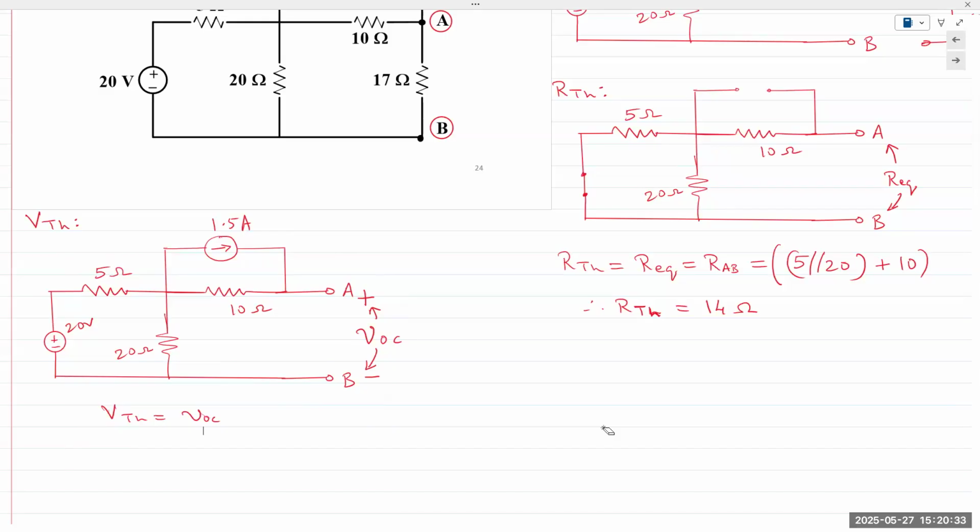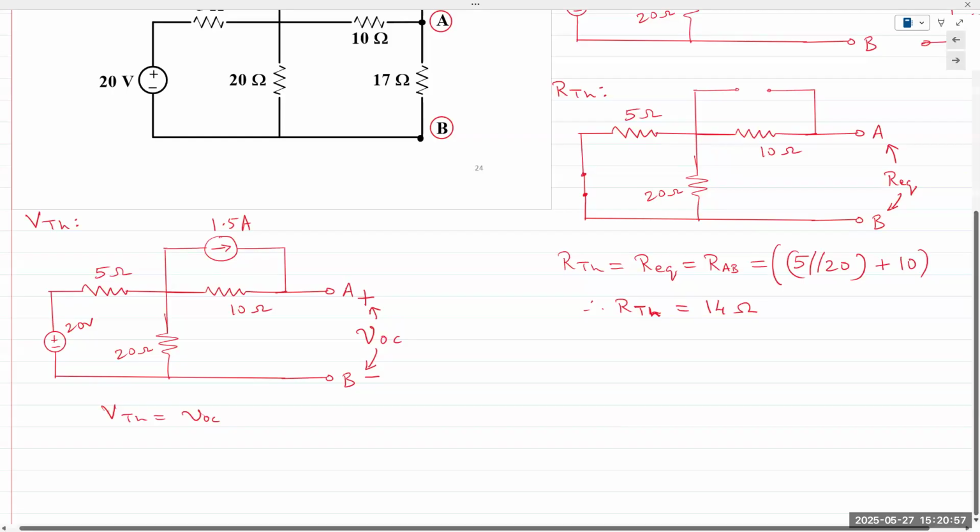How many want to solve it using node voltage? All right, 1. How many with mesh current? 1, 2. How many with superposition? 1, 2, just 1? How many don't want to solve it at all? All right, it's going to take long, but why don't we try all 3?